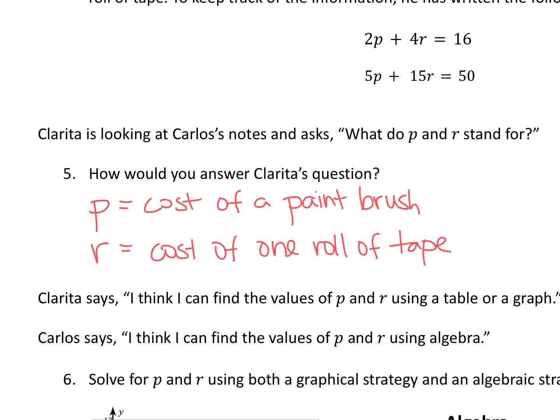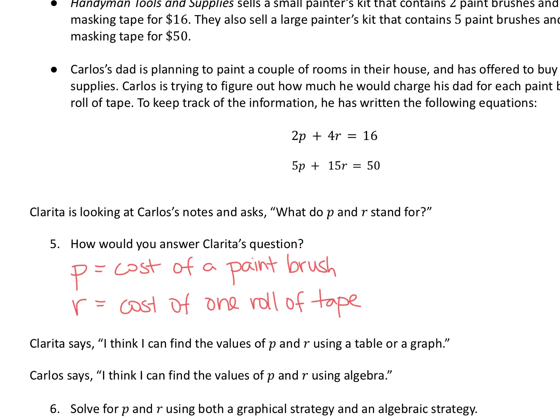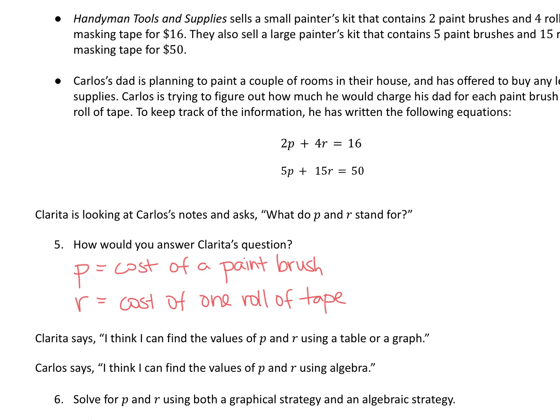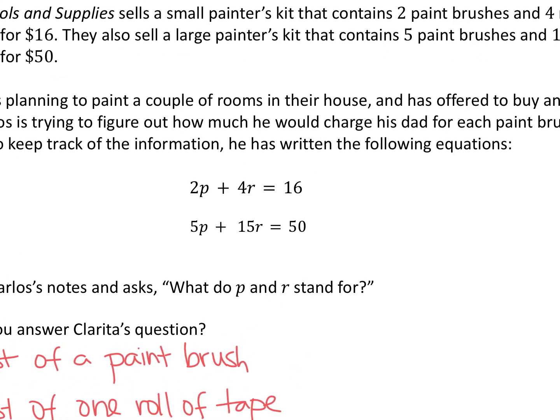Okay. Before I move on with the next part, I want to look at the 2 equations that he created to show how he created them and how we can easily graph them. So this top equation, 2P plus 4R equals 16, that is the small painter's kit, right? 2 paintbrushes plus 4 rolls of tape equals a total of 16. This is in standard form when we have our combination of variables on the left and our total on the right. If I wanted to find a quick way to graph this, I can actually graph it quickly using X and Y intercepts. So I'm going to do that for the top equation.